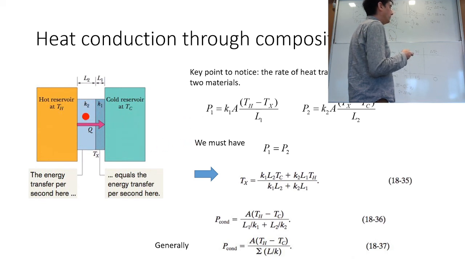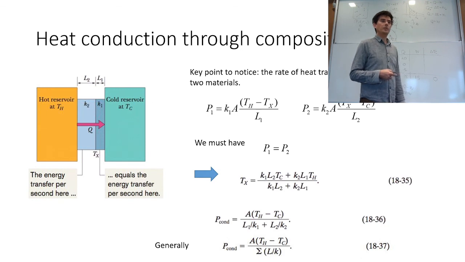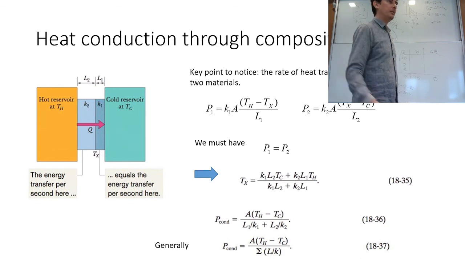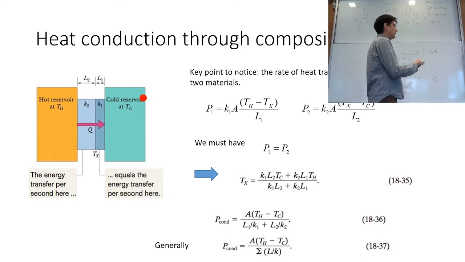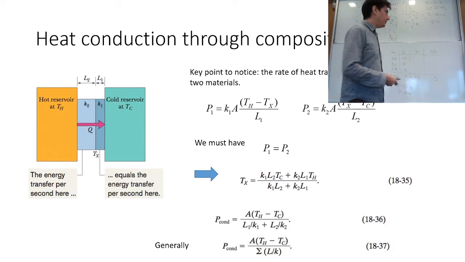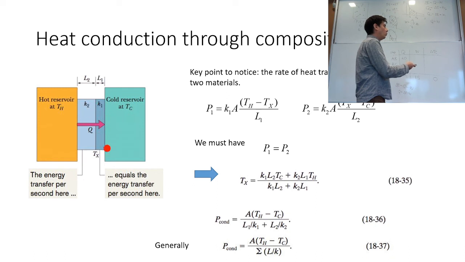So the classic example of this would be some kind of insulation in your house, right? So this is the outside of your house. It's winter, it's cold outside. This is the inside of your house. It's nice and warm. This might be like some foam, so K2 might be some insulating material. And then K1 might be the wall itself, okay?